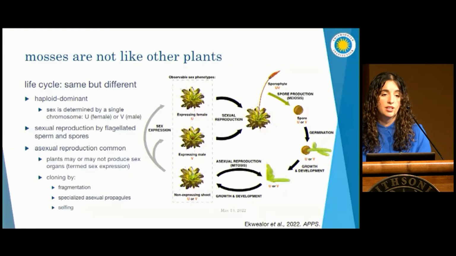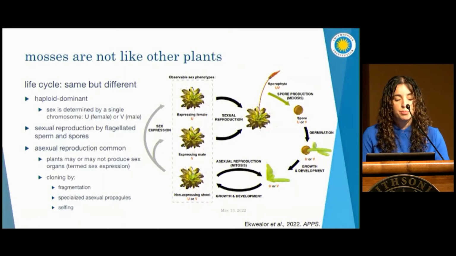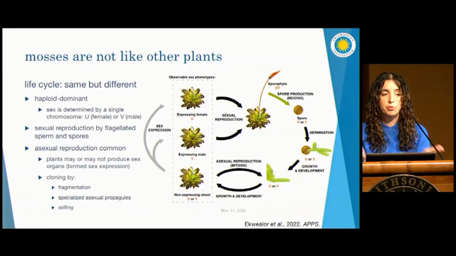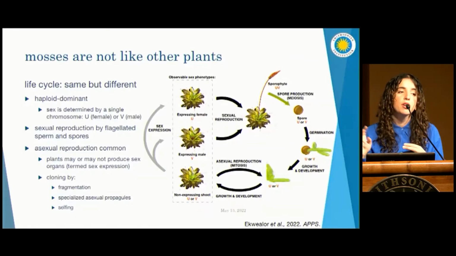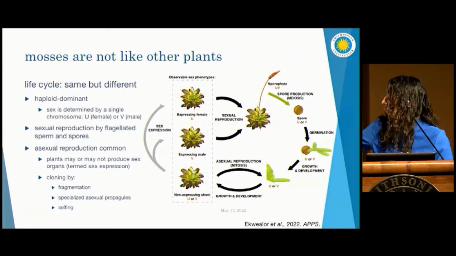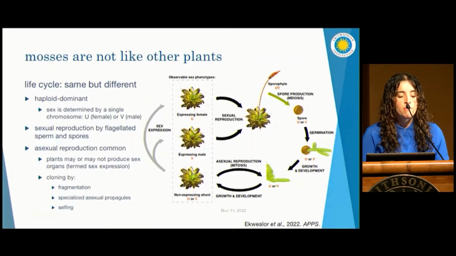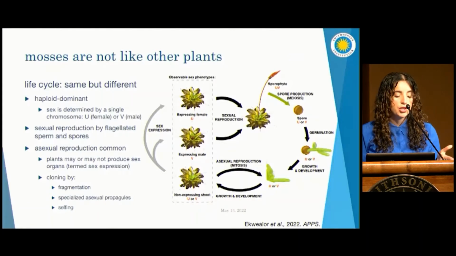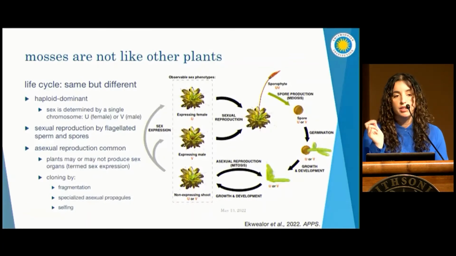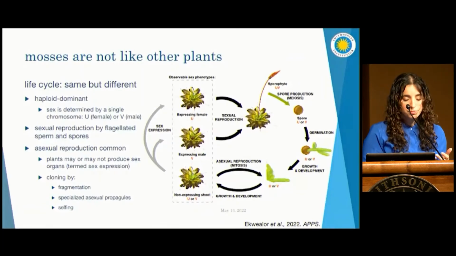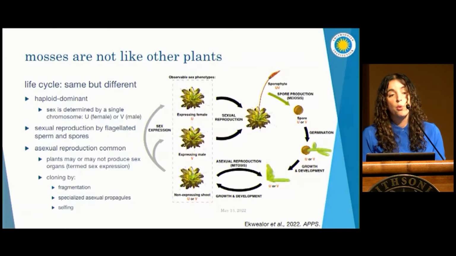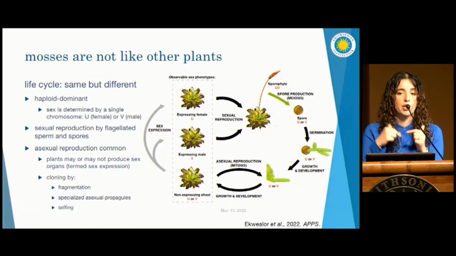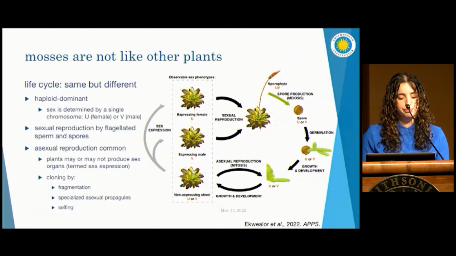Asexual reproduction is common in mosses, and especially in desert mosses. Plants may or may not ever produce their sex organs. They can just grow as a sterile or non-expressing shoot, like this one on the bottom in that box there. And they can clone, which can occur by fragmentation, just literally rip off a piece and grow a new shoot, or by specialized asexual propagules, such as gemmae, or by selfing. If they do make those sex organs, some of them can self.